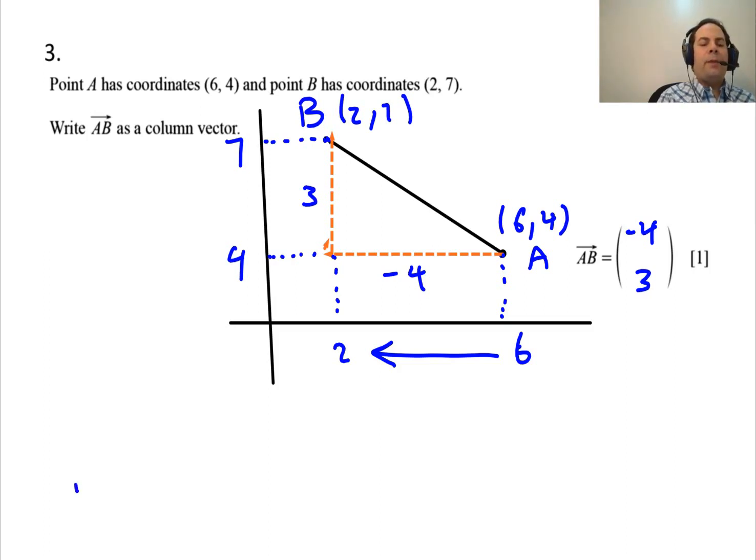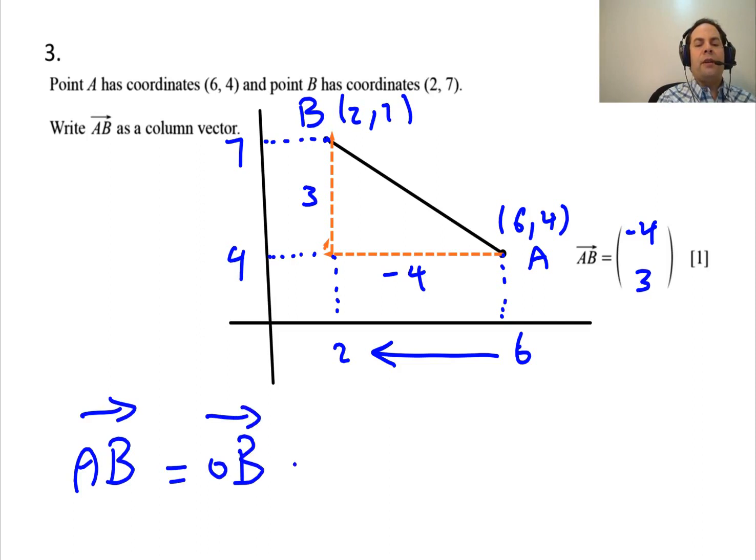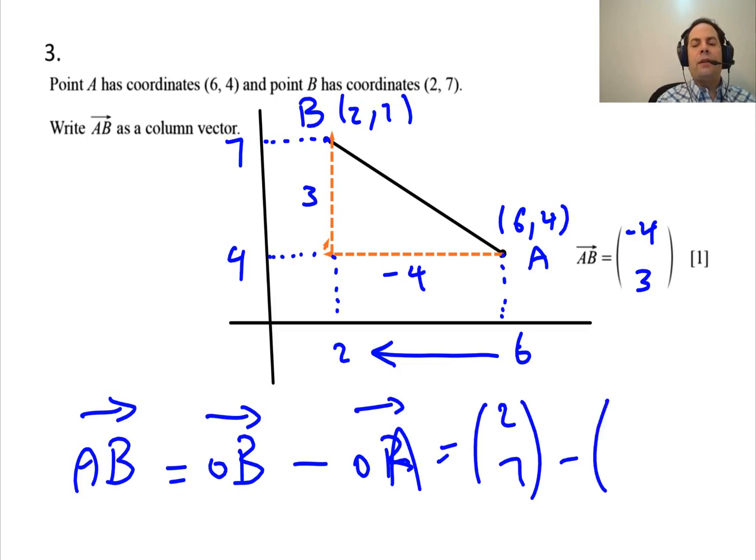Or if you apply this formula, AB vector is the position vector of the second point minus the position vector of the starting point. So OB here is 2 and 7 minus OA, which is 6 and 4. So the final answer: 2 minus 6 is 4, negative. 7 minus 4 is 3, positive. Same answer.